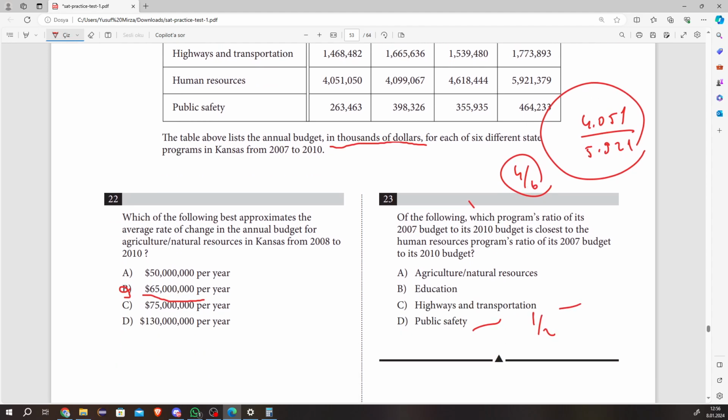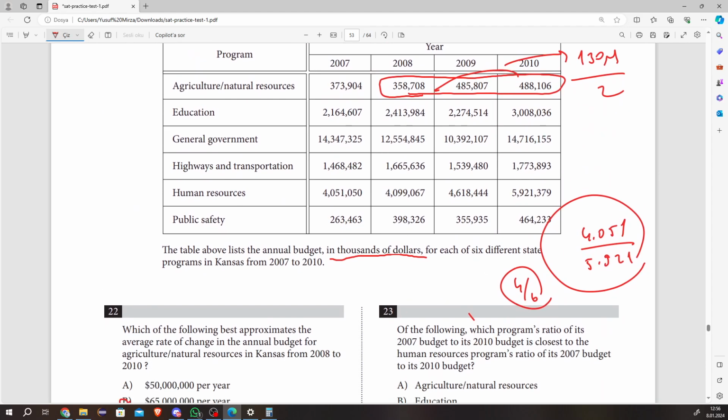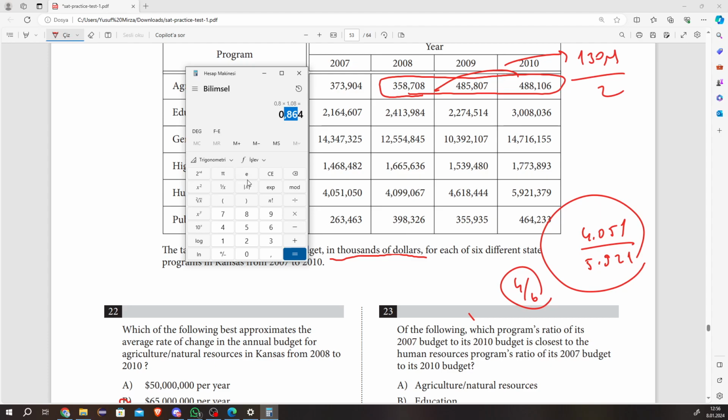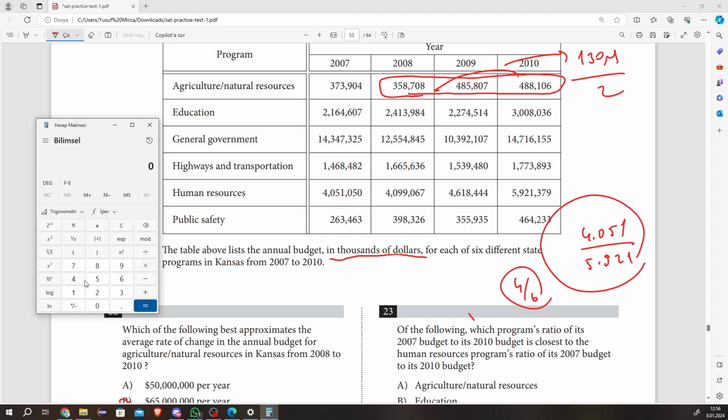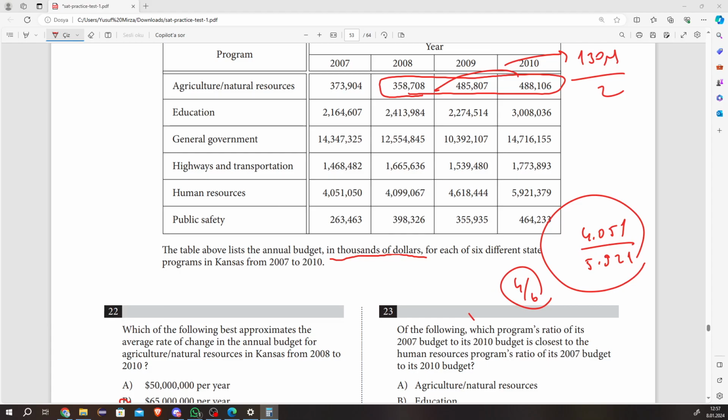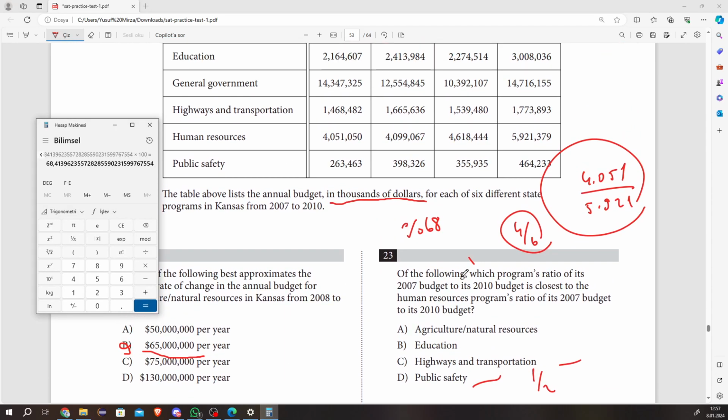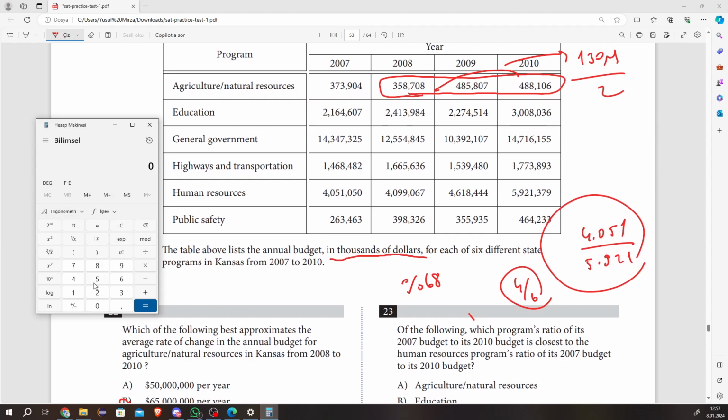Also, it's not. Oh, let's find the answer with the calculator. So let's look for human resources. 1 million. I just simply use the calculator. For the ratio, we should multiply. It's about 68. And let's look at agriculture and other things.